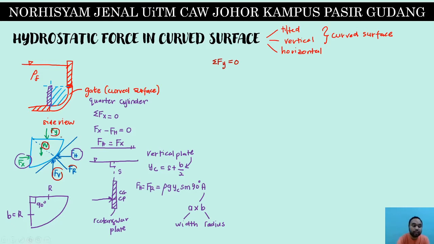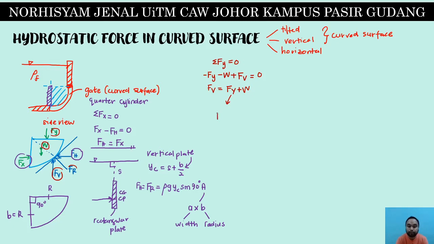So this line over here is a horizontal representation and this is a vertical representation of the volume. So if you do summation of F in the Y direction equals to 0, for this one, it should be negative Fy minus W plus Fv equals to 0. So Fv, or F vertical, is equal to Fy plus W. Okay, so we have two components over here, Fy and also W. We will have to solve one by one.